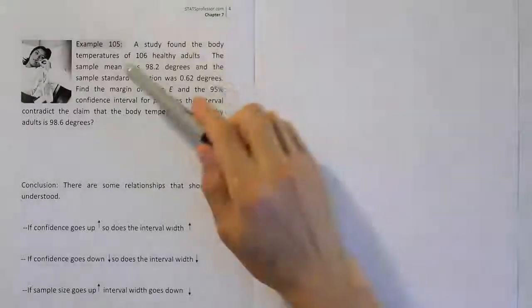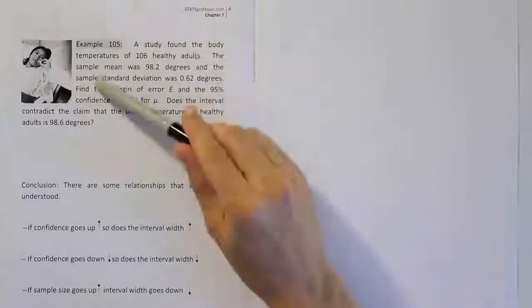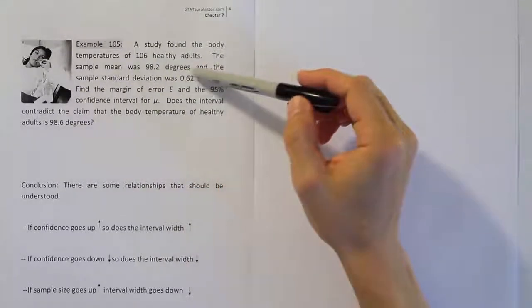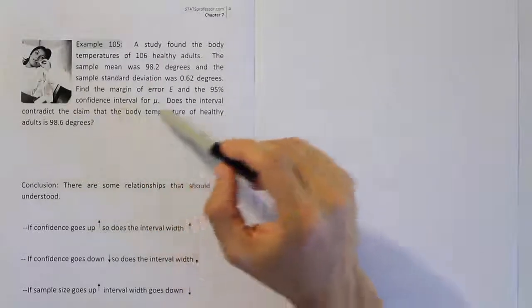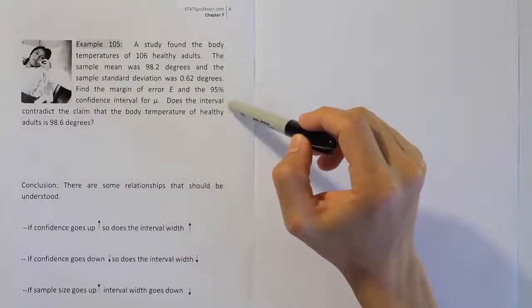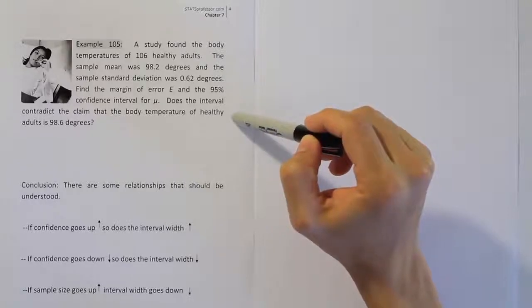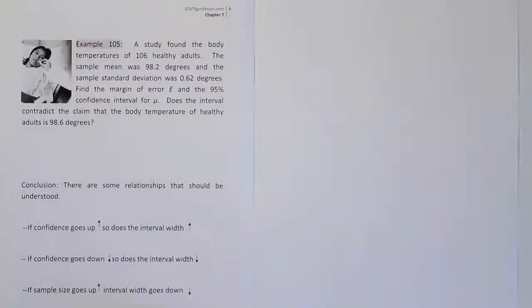A study found the body temperatures of 106 healthy adults. The sample mean was 98.2 degrees, and the sample standard deviation was 0.62 degrees. Find the margin of error E and the 95% confidence interval for mu. Does the interval contradict the claim that the body temperature of healthy adults is 98.6 degrees?